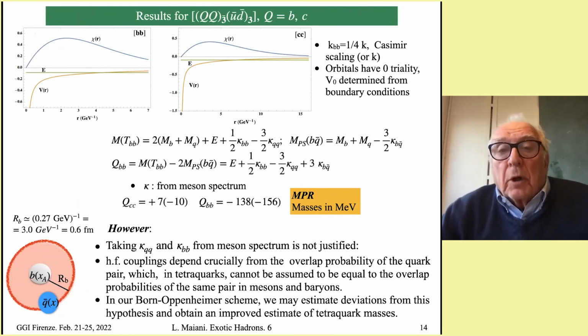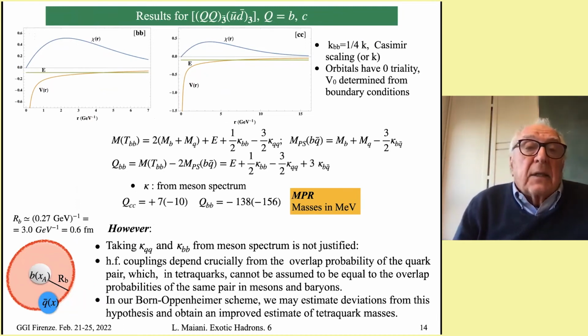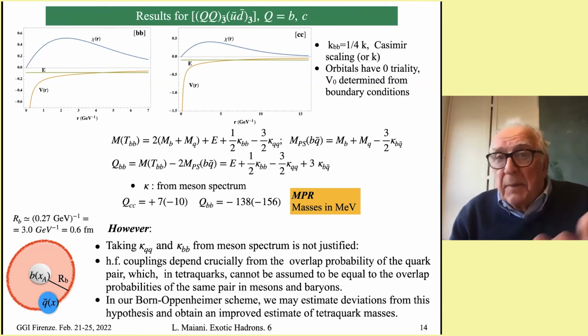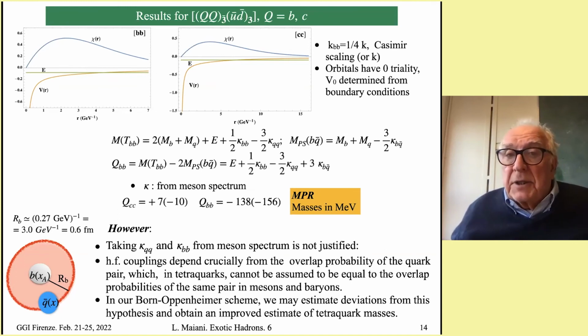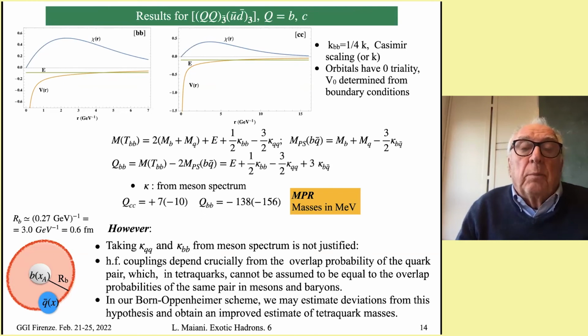double heavy tetraquark. For the double heavy tetraquark, I have here the cases of BB bar and the cases of CC bar. We have taken the string as 1/4 of the charmonium because this is the Casimir which is appropriate to the case. And we can determine V0 from the boundary condition that at infinity, the potential vanishes. And you can see that in both cases, this is the case. The potential is the yellow curve, the blue curve is the radial wave function, and the green line is the eigenvalue.